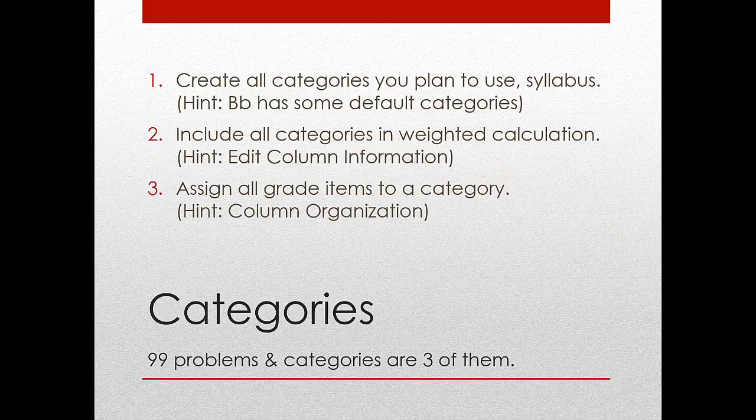So when you're using weighted grades, be sure you've taken these 3 important steps. Create all categories you plan to use. So reference your syllabus and see what categories you have defined in your syllabus, and then make sure you have matching categories in Blackboard. And Blackboard does have some defaults, which we'll have a look at in a little bit. You want to also make sure that you include all of your categories at the proper percentages in your total calculation. So we'll go through that step by step. The third and most often missed step is to assign all grade items to the appropriate category.